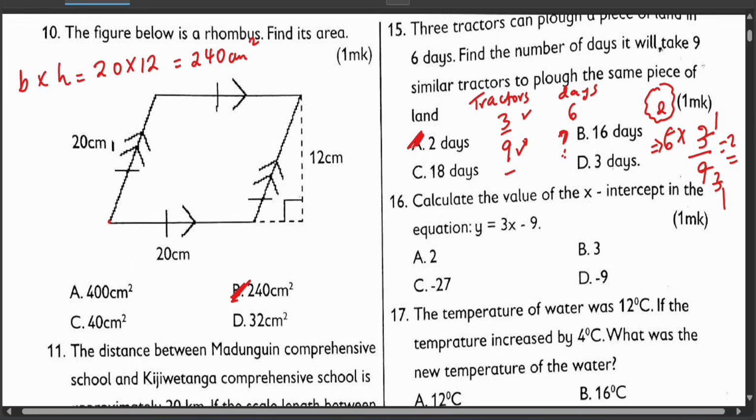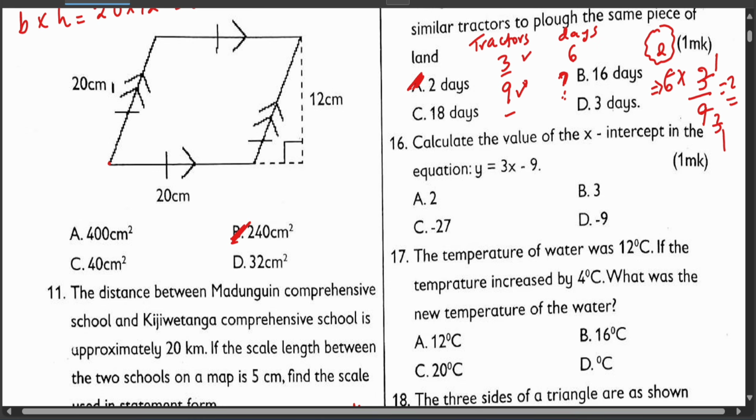Question 16. Calculate the value of the x-intercept in the equation y equal to 3x minus 9. Sikiza, hii si y-intercept. X-intercept ingekuwa y-intercept, answer yetu ingekuwa 9 tayari. But for x-intercept ni ile point in which the line passes through the x-axis, in which x-intercept the y value is always 0. For the y-intercept x ndo 0.